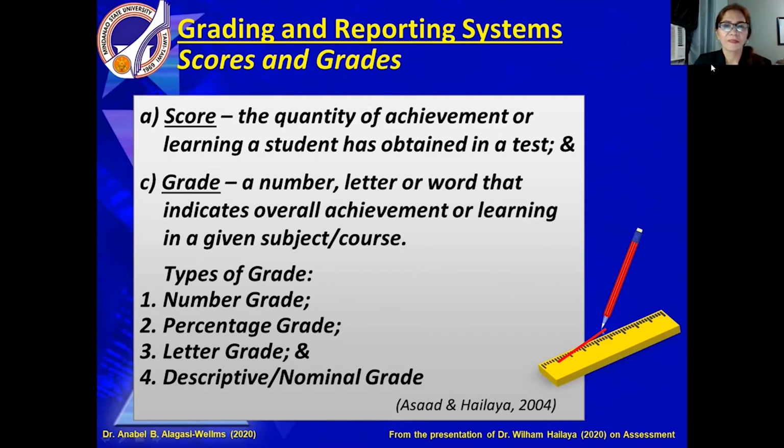Now let's look at the score. The score is the quantity of achievement or learning a student has obtained in a test. The grade is the number, letter, or word that indicates overall achievement or learning in a given subject or course. What are the types of grade? Number grade. So number grade is either 98, flat 1, 1 to 5. Percentage grade, 98%, 50%. Letter grade is A, B, or C, A minus. Silliman is using this. And then the descriptive or the nominal grade. Very good, excellent. These are the types of grade. They're all grades. That's according to Asaad and Hailaya in 2004.